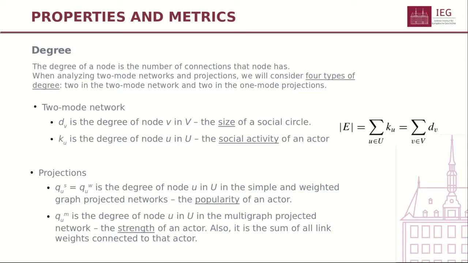For the projections, we have Q sub US equals Q sub UW. That is, the degree of node U in the simple graph and the simple weighted graph are the same and represent the popularity of an actor. The popularity is what we call the number of unique neighbors of the actor, okay? And then we have the fourth type of degree. Q sub UM is the degree of node U in the multigraph projection and represents the strength of an actor. That is the total number of interactions that that actor has with others in the network.